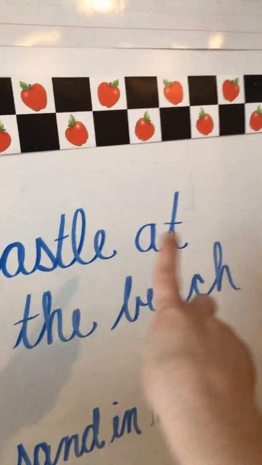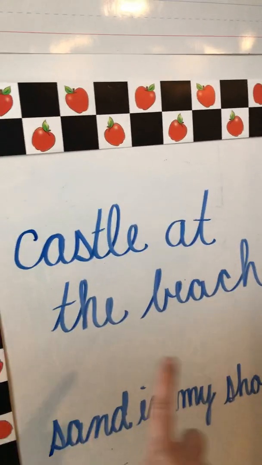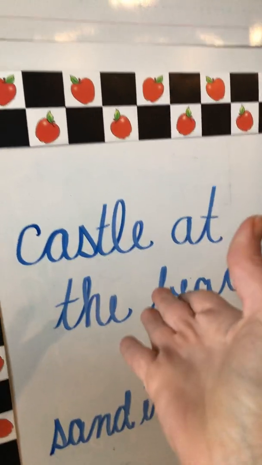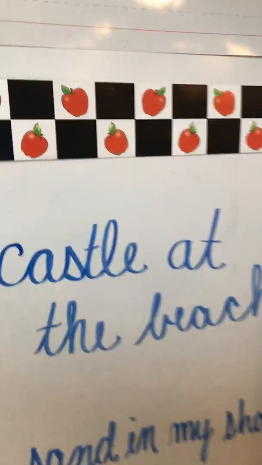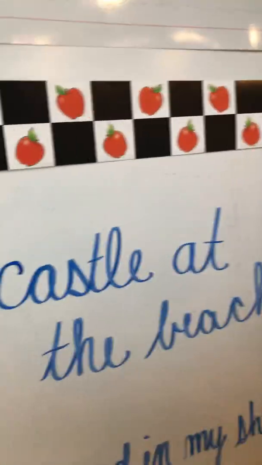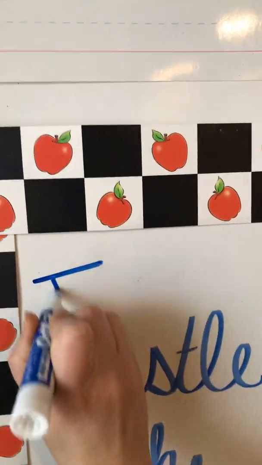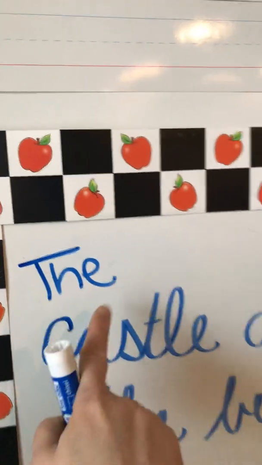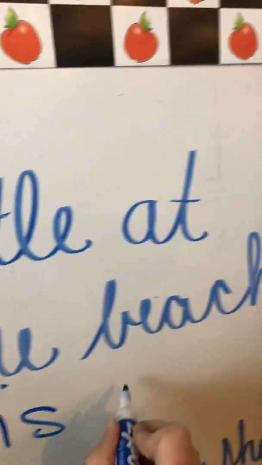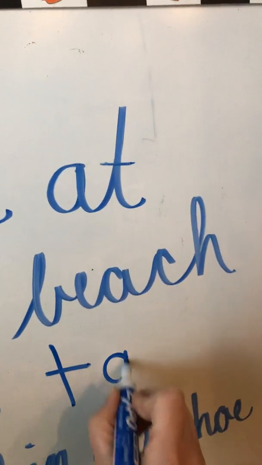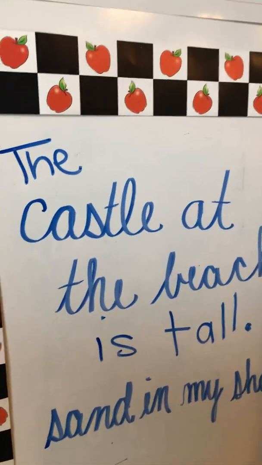Macaroni and cheese. So over here on the board, I have some macaroni. Castle at the beach. That is not a complete thought. If I just said castle at the beach, you wouldn't know exactly what I was talking about. But we could easily add some words to it to make it a complete thought. The castle at the beach is tall. Period. Now that's a complete thought.